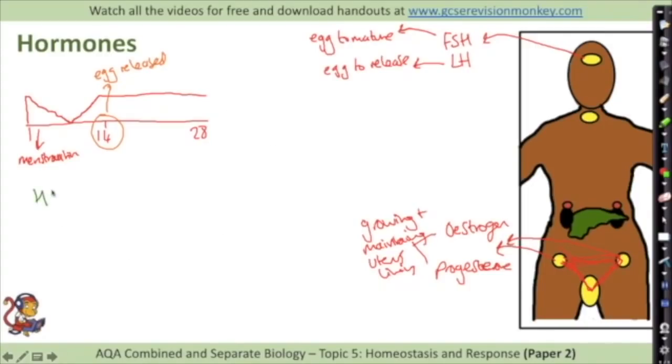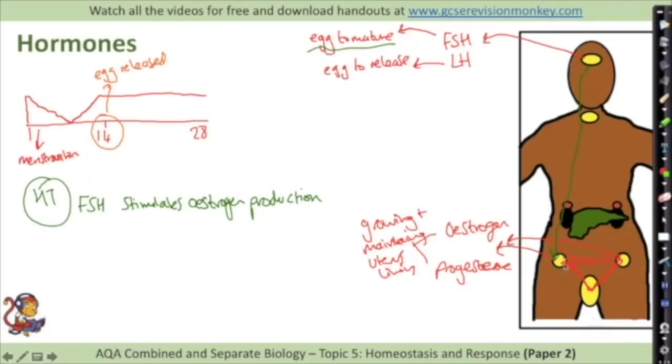For higher tier, you need to know how these interact. So if you're doing foundation tier, feel free to skip on to the next slide. For higher tier, you need to know that when FSH is produced, not only does it cause the egg to mature, but it also stimulates estrogen production. So we said before that the pituitary gland was a master gland. Well, in this way, the FSH travels from the pituitary gland to the ovaries. It will cause an egg to mature, and it will also then stimulate the ovaries to start producing estrogen.